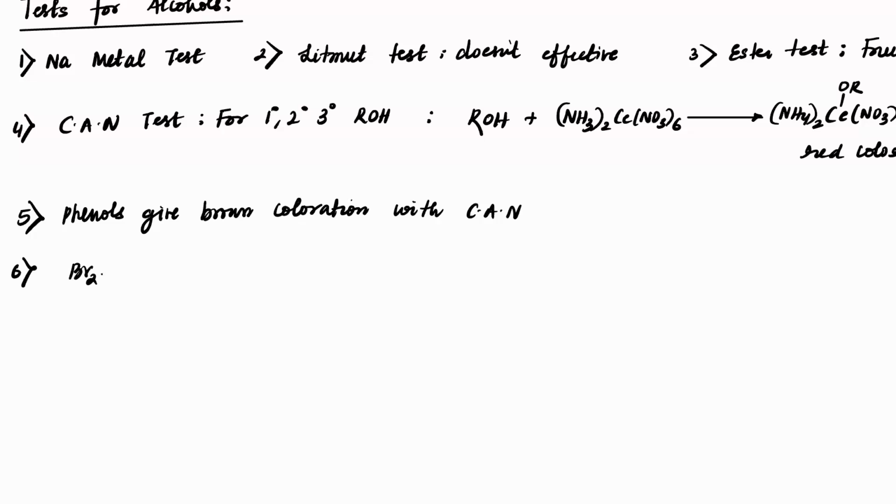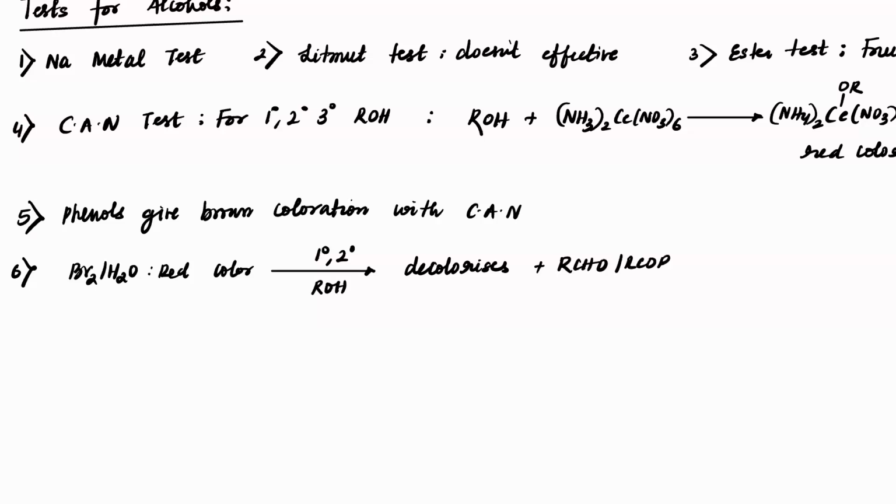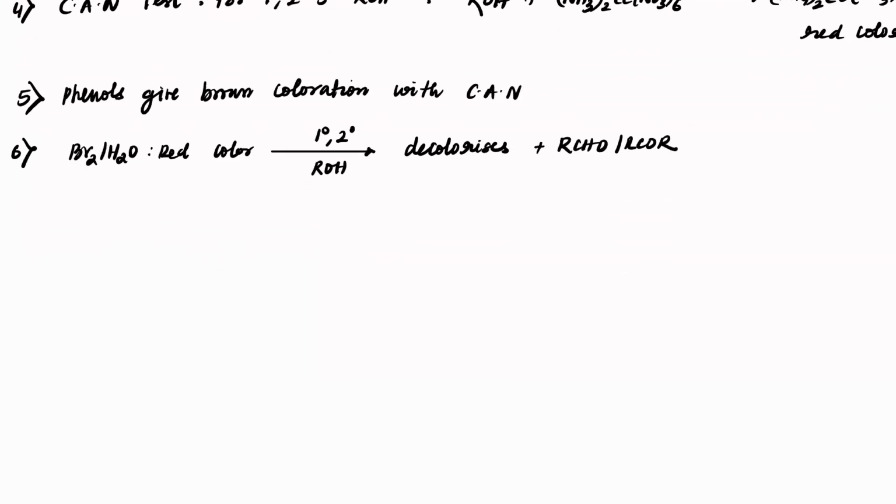Next, bromine water. Bromine water is red in color. When you react it with 1 degree or 2 degree alcohols, 2 degree is slow, but yes, you can make it react. So it gets decolorized. The alcohols will convert into an aldehyde or ketone. This is the sixth one.